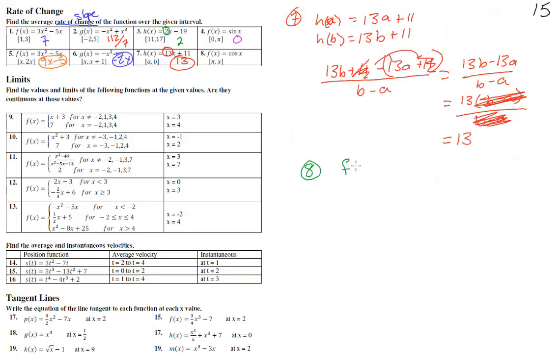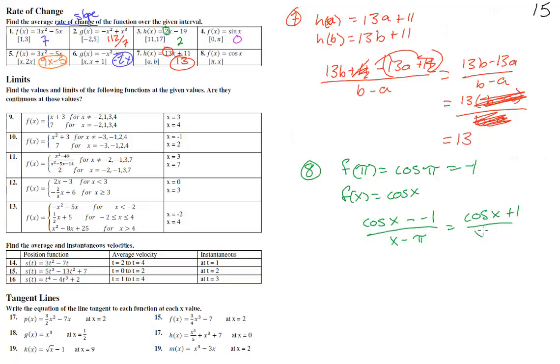Number 8. We have f of, it looks like we're starting at pi. So cosine of pi, that we'll need to review the unit circle on. Cosine of pi is -1. And then f of x is cosine of x. So we have cosine of x minus the -1 all over x minus pi. And cosine of x plus 1 over x minus pi. I'm not seeing a lot of simplification going on here. So that is our average rate of change. Cosine of x plus 1 all over x minus pi.